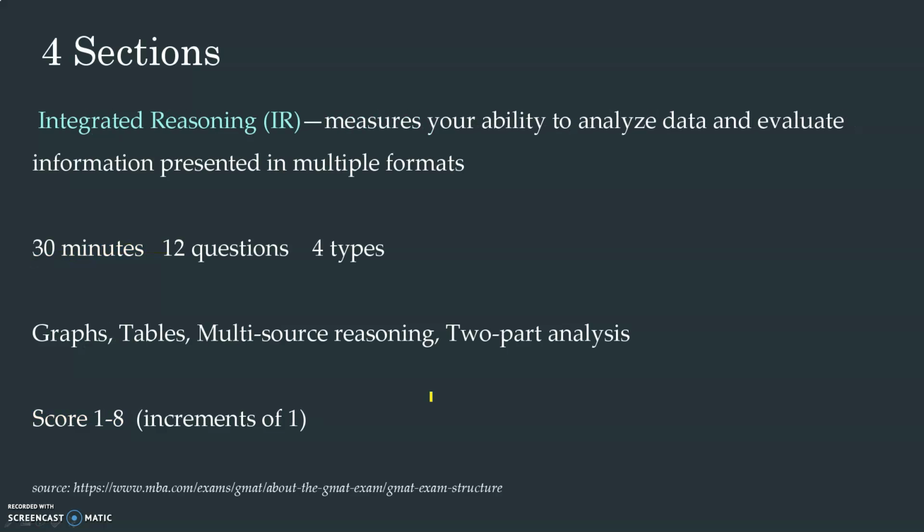Another section is called Integrated Reasoning, or IR. It measures your ability to analyze data and evaluate information presented in multiple formats. That's what the GMAT officially says. So fundamentally what IR does is, it throws a lot of information to you in different formats, tables and graphs and paragraphs and articles, and then you're asked to answer different types of questions.